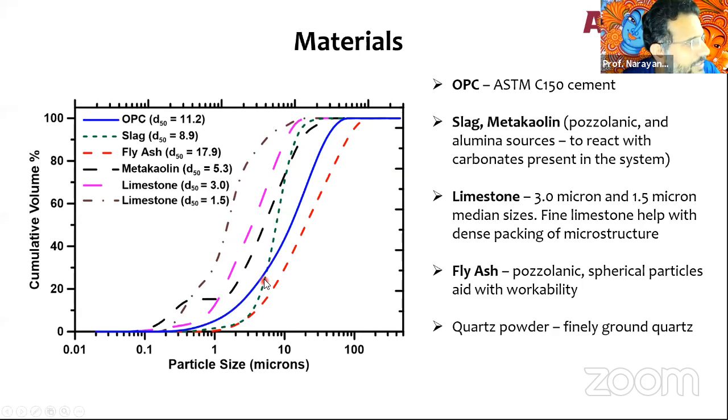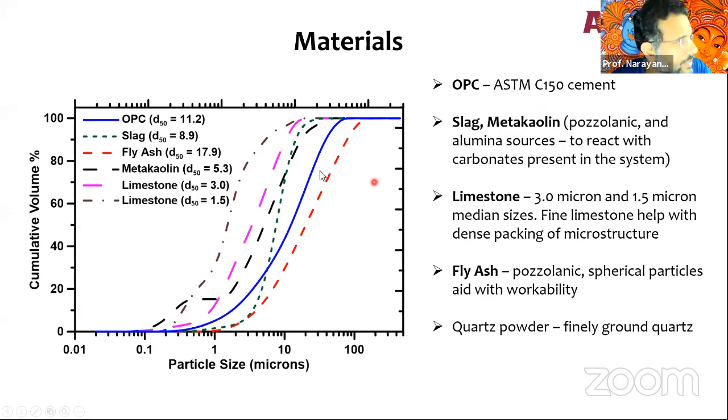The solid line is a typical ordinary Portland cement. We call it ASTM C150 cement here, which is very similar to your 43 grade cement, generally in terms of fineness. In the US, we really don't have a 53 grade cement. We really don't have grades of cement. We just have ASTM C150 cement. We have type 1, type 2, type 3. So your grade 53 is typically a type 3 high early strength cement, but this is not a high early strength cement. We're still using a normal type 1 cement.